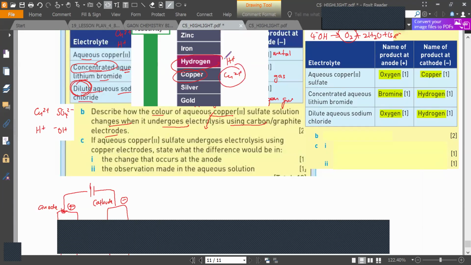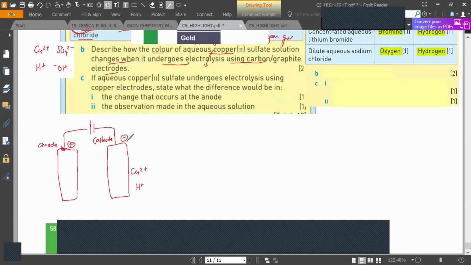Okay, so the lower one will react. Copper will be adding 2 electrons to form copper metal. So this is our product here. And then here, this one is the carbon electrode.